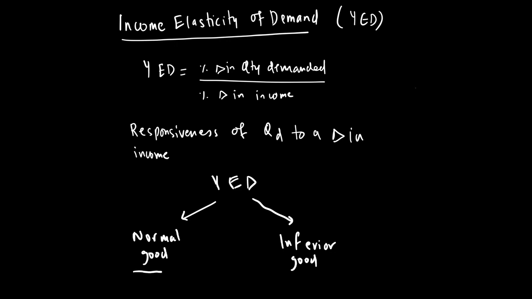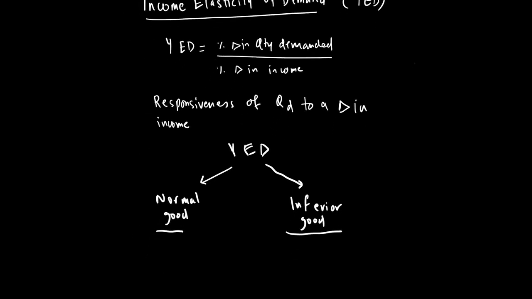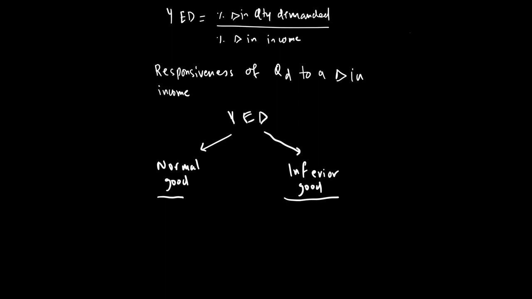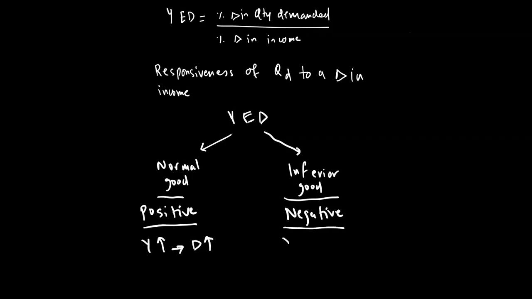And let me explain why. When you look at the value of YED, if the value of YED is positive, we say that when the income is going up, the demand is going up. Such a good, we have explained earlier that a rise in income causes the demand for a good to go up, we call a normal good. Similarly, if it's an inferior good, the YED of that good will be negative. And the reason why it will be negative is because when the income goes up, we will see demand go down.